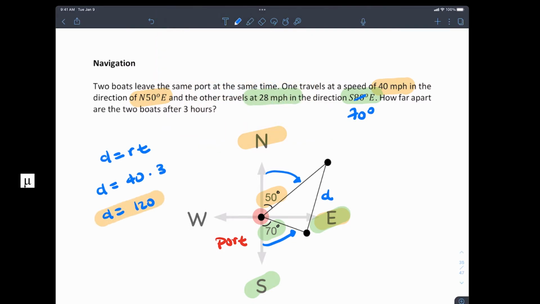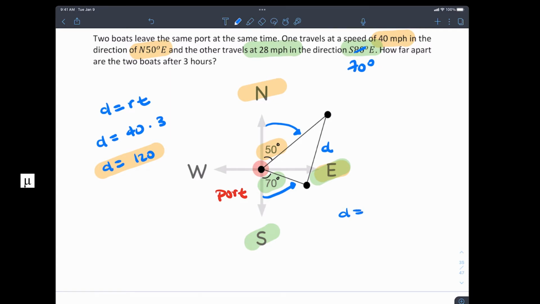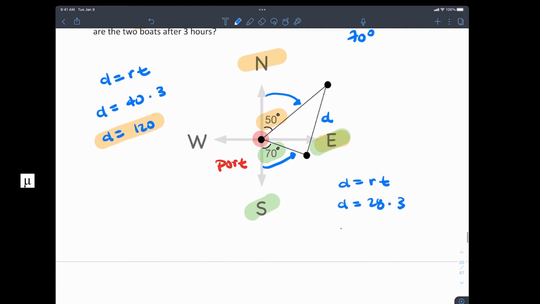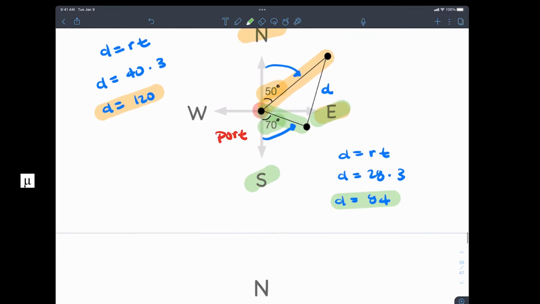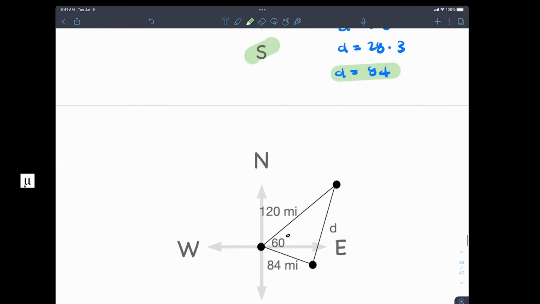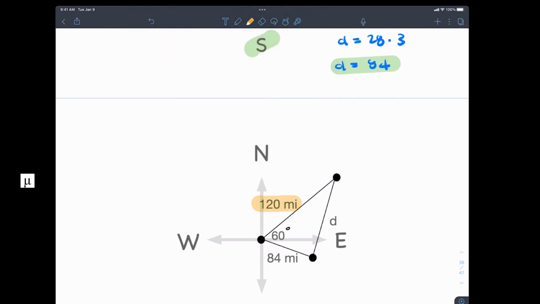And then in green here, distance is rate times time. So the rate's going to be 28 times 3. And you say, what's 28 times 3? 84. So what I found using our distance formula is this distance, and I found this distance. Important ideas here. And if you see this, you go, oh, is that why you have 120? Is that why you have over here 84?